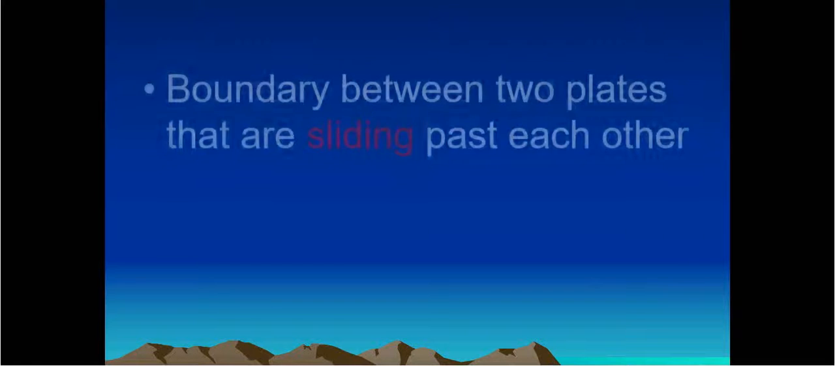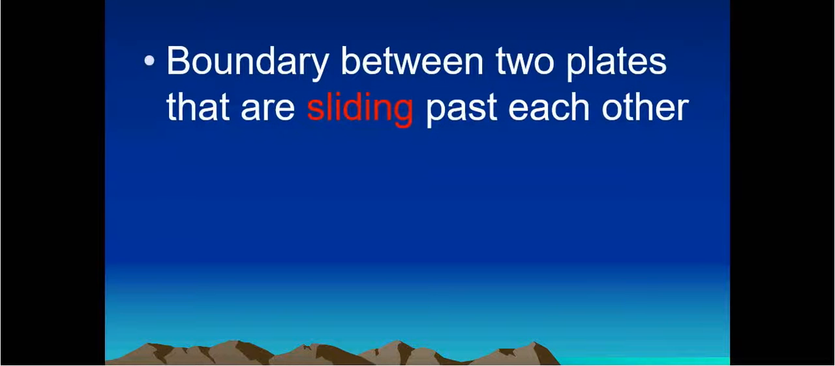Transform fault boundaries are the type of boundaries in which two plates are sliding past each other. They never exert pressure over each other, and they never move away from each other, but they slide past each other. This type of plate boundary is known as a fault boundary.